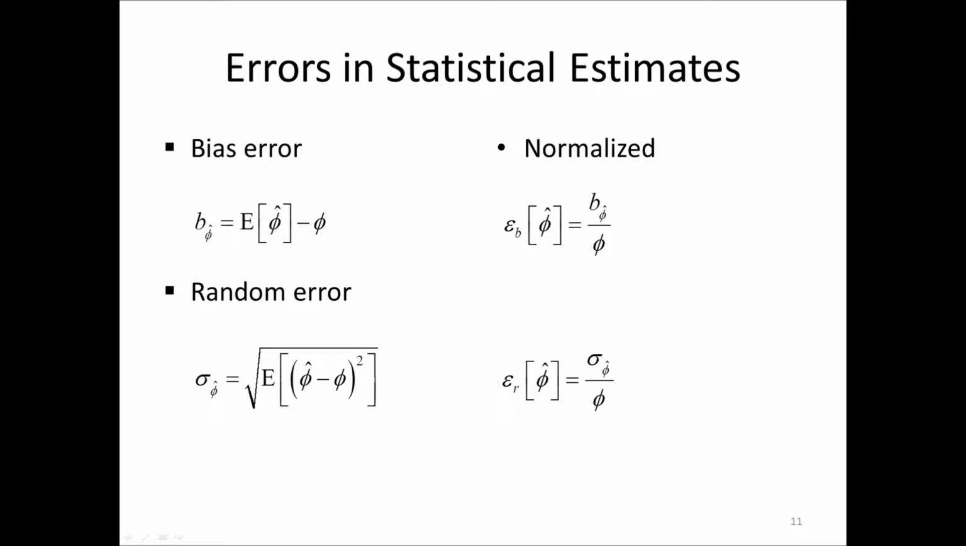The other error that occurs in estimates is the random error. We define the random error, sigma sub phi hat, as the square root of the expected value of the difference of the estimate and the true value squared. You recognize this as an RMS value of the difference between the estimates and their true values. And similarly to the bias error, we normalize the random error to obtain epsilon sub r of phi hat by dividing the random error by the true value.